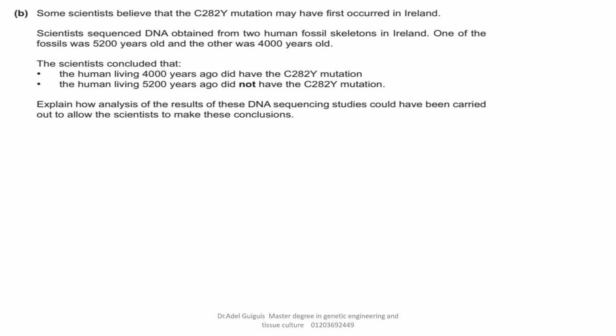Okay. Some scientists believe that the C282Y mutation may have first occurred in Ireland. Scientists sequenced DNA obtained from 2 human fossil skeletons in Ireland. One of the fossils was 5,200 years old, and the other one was 4,000 years old. The scientists concluded that the human living 4,000 years ago did have the C282Y mutation, while the oldest one, the human living 5,200 years ago, did not have this mutation. Explain how analysis of the results of these two DNA sequencing studies could have been carried out to allow the scientists to make these conclusions.